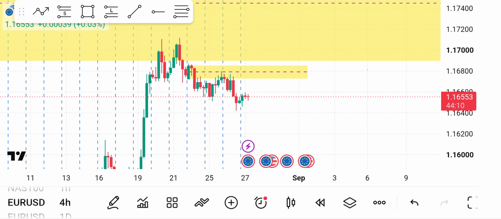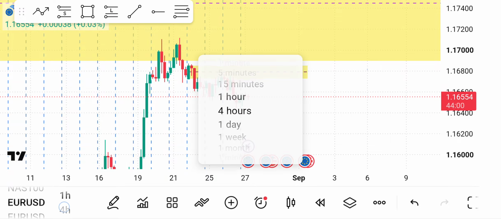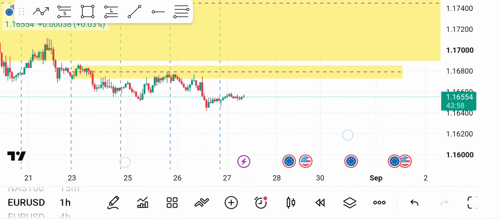So that sweep I'm mentioning now is liquidity. It will sweep liquidity before going in its direction. So price came towards that area. Let's go to the 1 hour now.